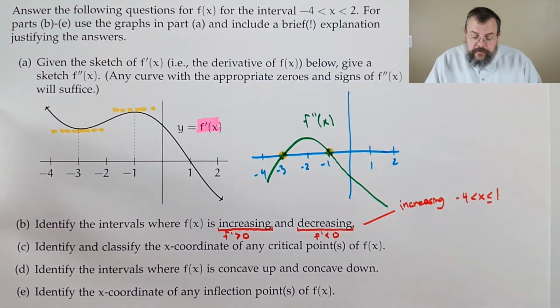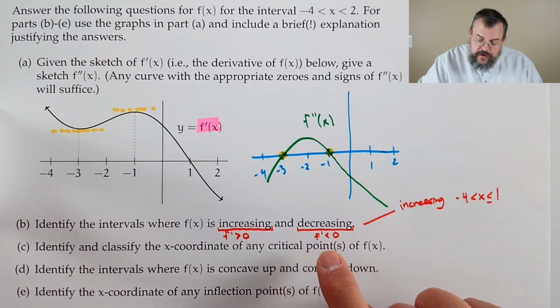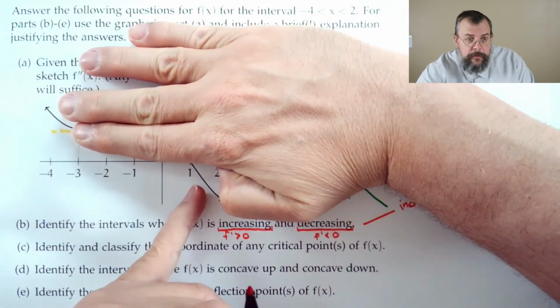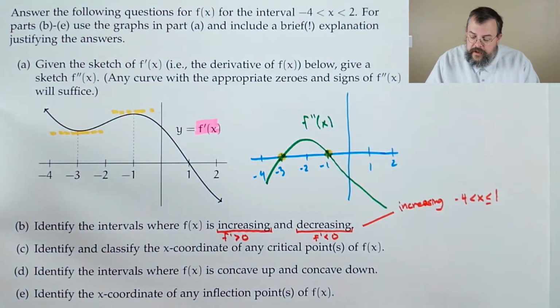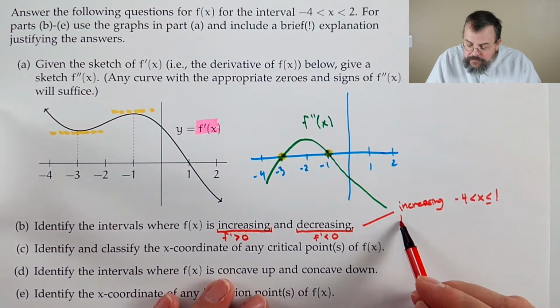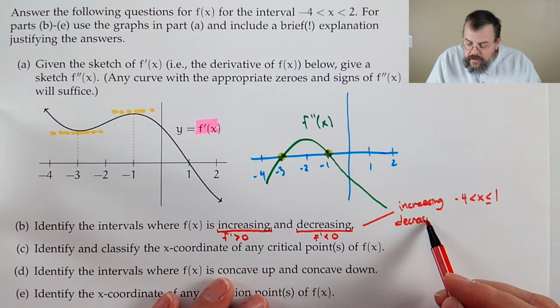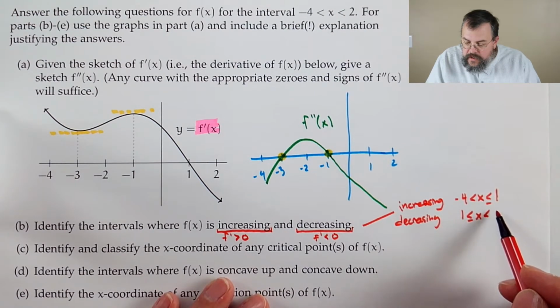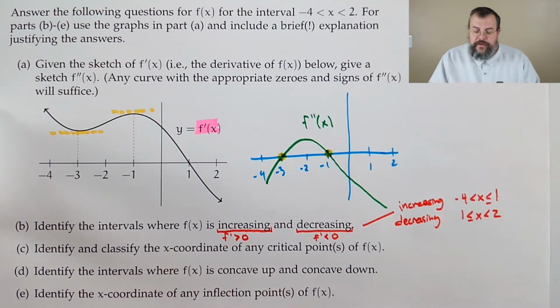Where are we negative? In other words, where is the derivative negative? Because that's where we're decreasing. So I cover up the positive part. I want this piece right there. And so we are decreasing from 1 up to 2. Okay, that wasn't so bad.